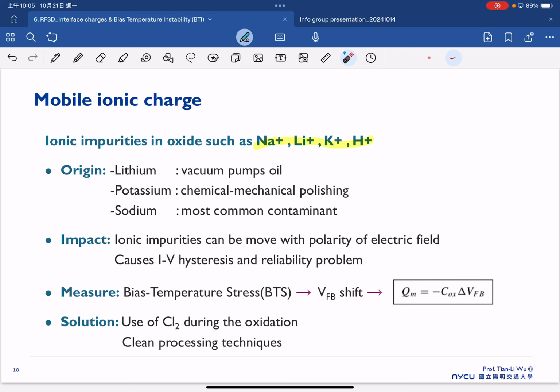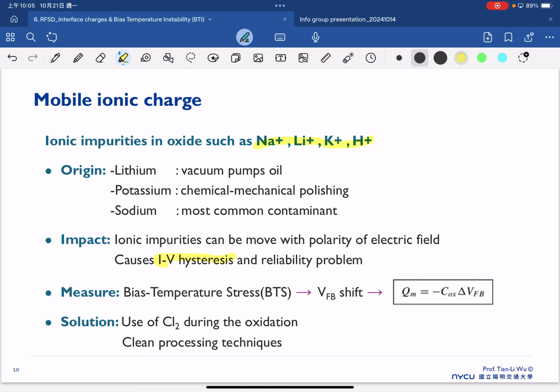For example, the lithium mainly comes from the vacuum pump oils here. We might also have sodium, because it's very common in the process to have these contaminations. Typically, these lead to the ions moving with the polarity of the electric field, which causes IV hysteresis and reliability problems.